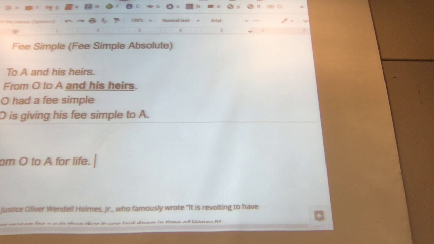O has a fee simple in Blackacre, right? What does O do after that? Looks like he's conveying a, because of the for life, he's giving a fee simple for his life. Well, what's a fee simple? It's a present and future interest. So complete. Is he giving A both a present and future interest? No, he's giving A a present interest. What we call a present interest, what's that thing called? Mentioned earlier. What's that thing called? Life estate. Alright?